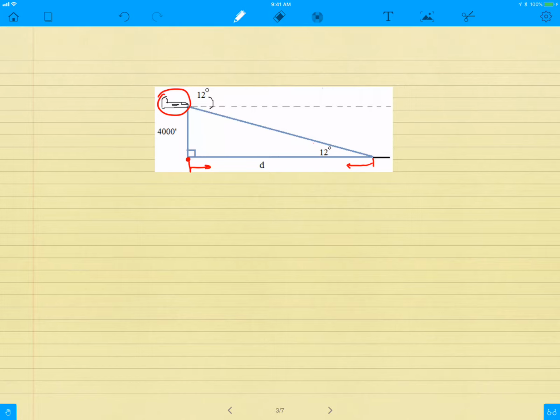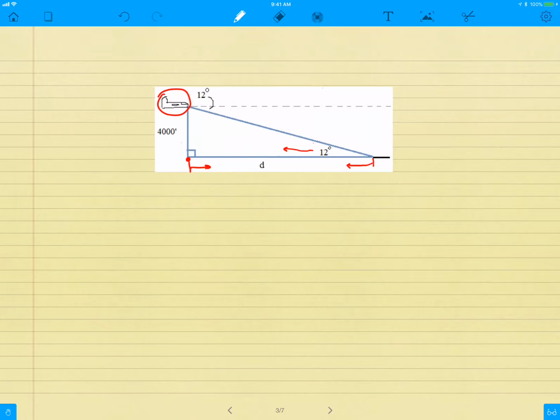Now the label they have here, it looks like it's in feet. That's a little hash mark there. So we're going to be trying to find the distance on the ground. Now, before I start the problem, because I always like to guesstimate what my answer is going to be, I'm expecting a pretty large number. The reason being is that the wall opposite the 12 degrees is 4,000 feet. 12 degrees is not a very big angle. In fact, it's quite small.